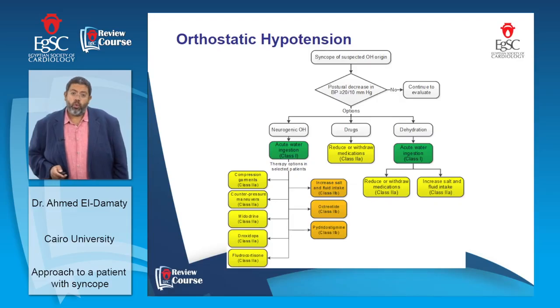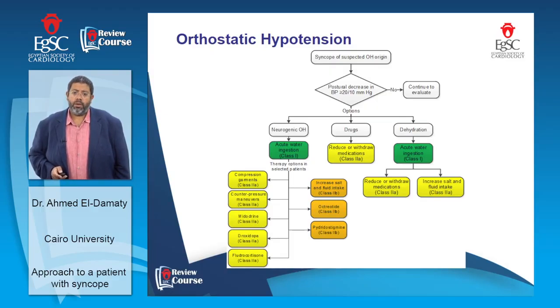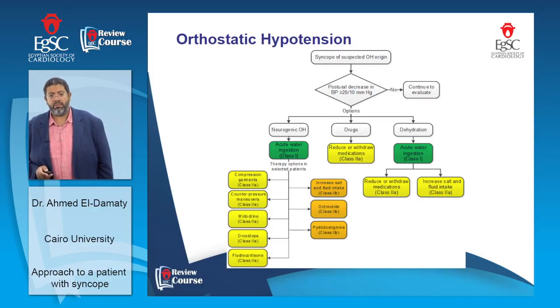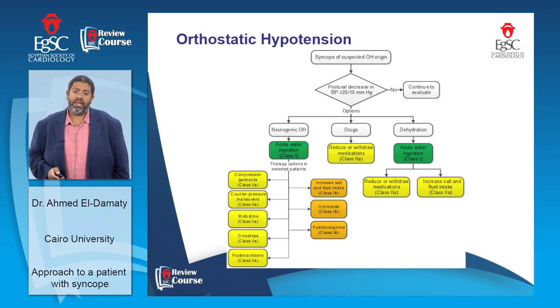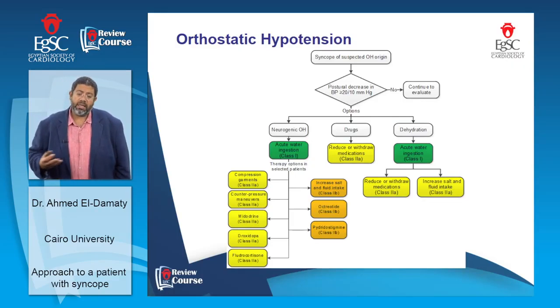Finally, I'm going to go quickly through the algorithm of treatment of orthostatic hypotension. If your syncopal episode is suspected to be orthostatic hypotension because of a decrease in the postural blood pressure that is systolic more than 20 millimeters and diastolic more than 10 millimeters, you need to figure out what's the etiology. If it's neurogenic orthostatic hypotension, you increase fluid intake as much as you can. You can use increased salt as well.